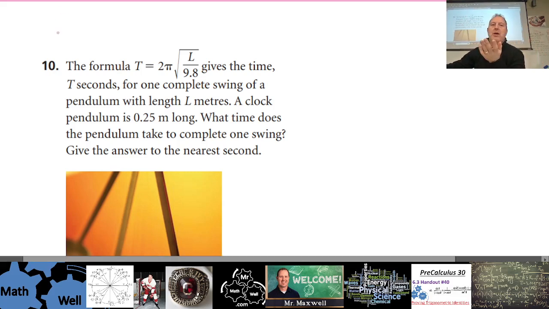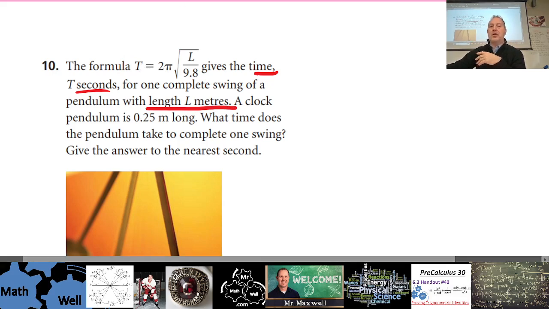So the formula t equals 2 pi root L over 9.8 gives the time, that's t, in seconds, for one complete swing of a pendulum, like if you have a pendulum clock, okay? The time it takes for one complete swing given the length of the pendulum in meters. So it's basically describing what this formula represents, okay?